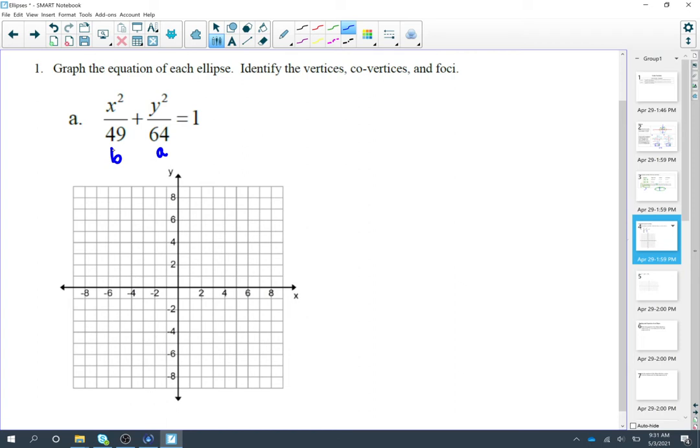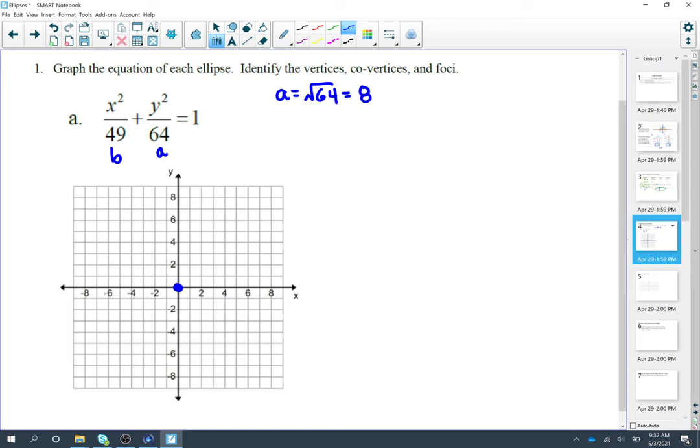I also know that my center is going to be at 0, 0, because there's nothing along with the x and there's nothing along with the y. Now, sitting right here, this 64 is a squared. So if I want to find just a, you have to take the square root of 64, which is 8. Now, that tells me how to go find my vertices.